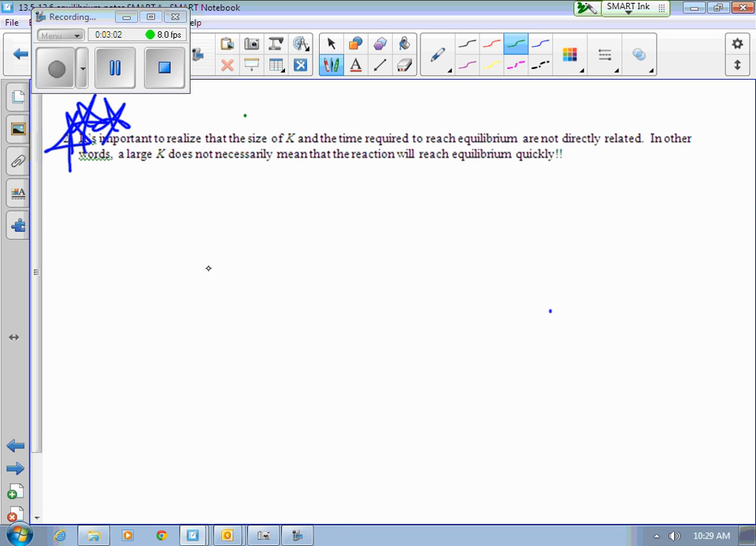Just keep in mind that the rate of the chemical reaction, which has to do with the kinetics unit, has to do with one factor only, and that is this guy right here, the size of the activation energy. So if the activation energy is really big, if the hill is really big, then the reaction rate's slow. And that has nothing to do with equilibrium. But we'll put all those pieces together. But just for now, a large K value does not necessarily mean the reaction goes quickly. So kinetics and equilibrium are different things.